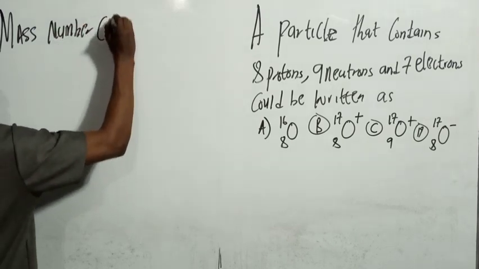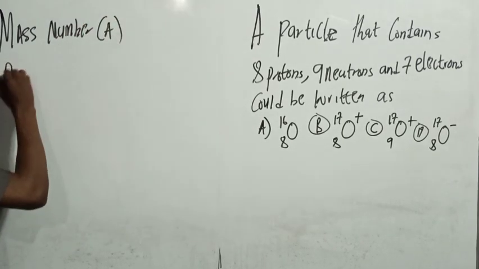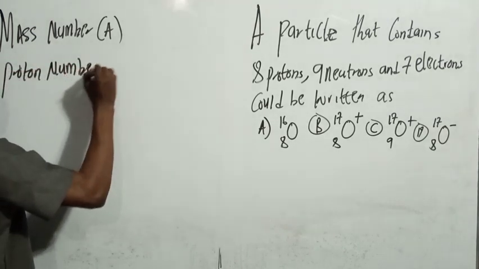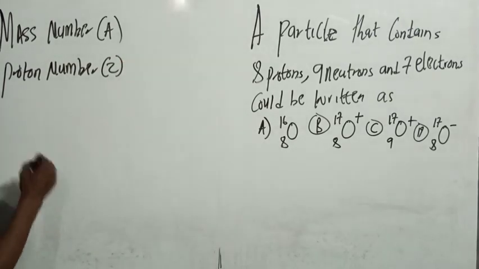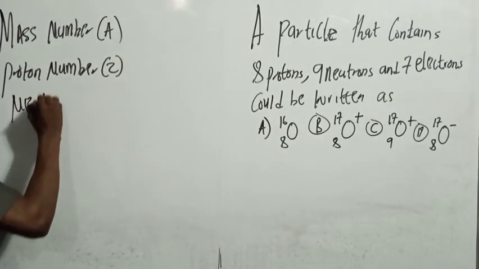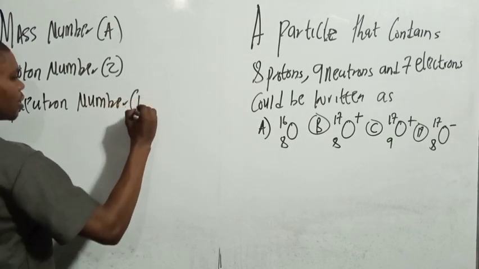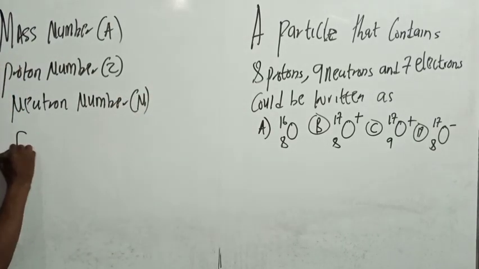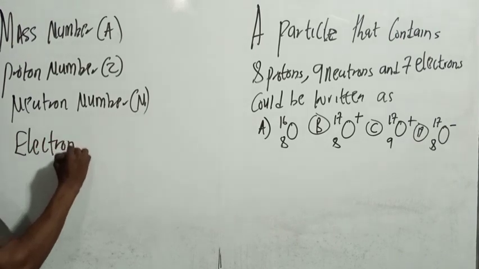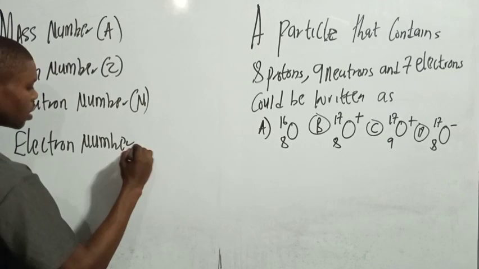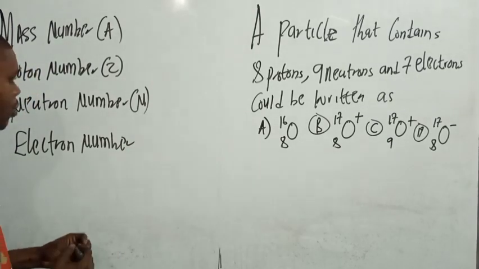That we call mass number, which is known as A. That we call proton number, you know, Z. We have what we call neutron number, we got N. And that we call electron number. Now, it does not have any symbol.